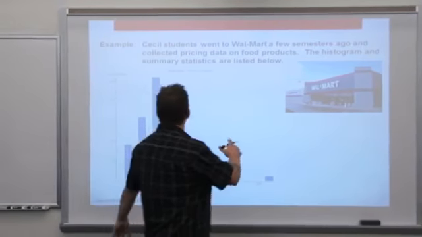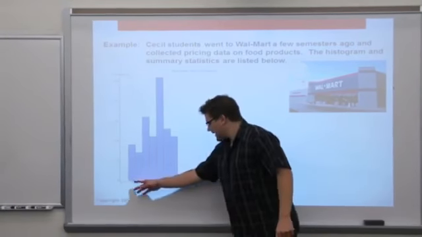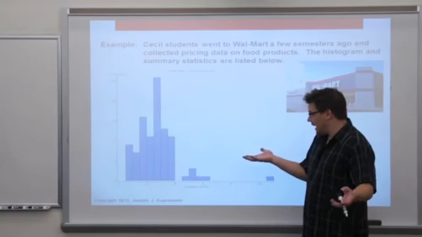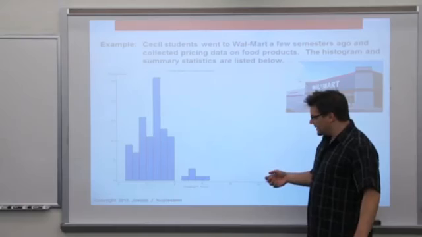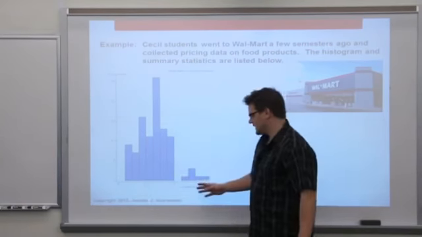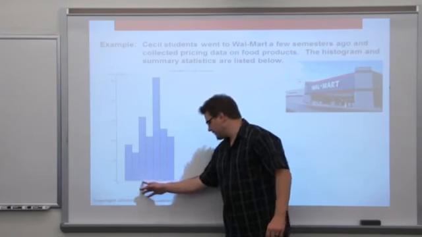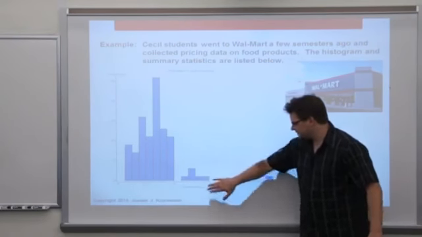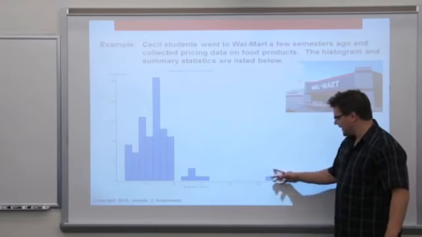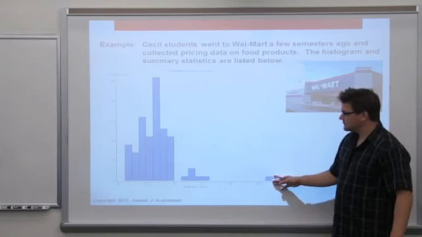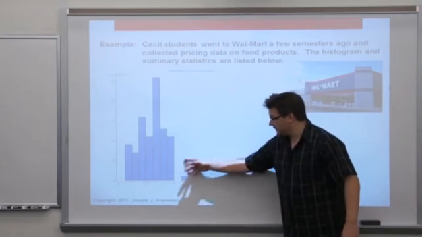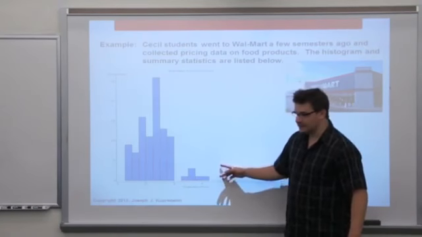Histogram and summary statistics are listed below. So we had over 100 students go to Walmart. They picked whatever food item they wanted to, Hot Pockets, for example, or a 12-pack of Coke. And the histogram has the prices. So down here is a little bit under $1, and almost everything was up to about $6.50 maybe. And we had this one high outlier that was over $10. Skewed right again, definitely a high outlier here, possibly a few here. We could do the outlier rule of thumb.